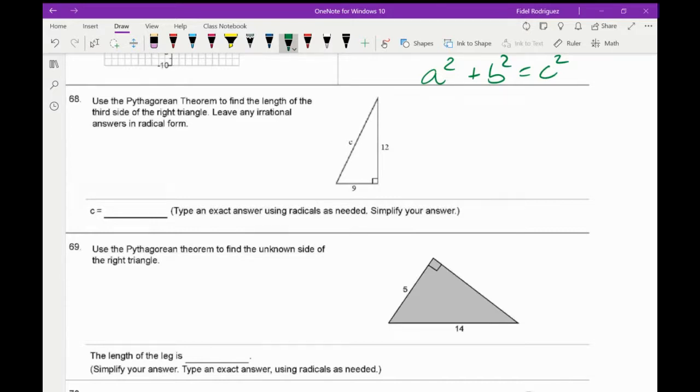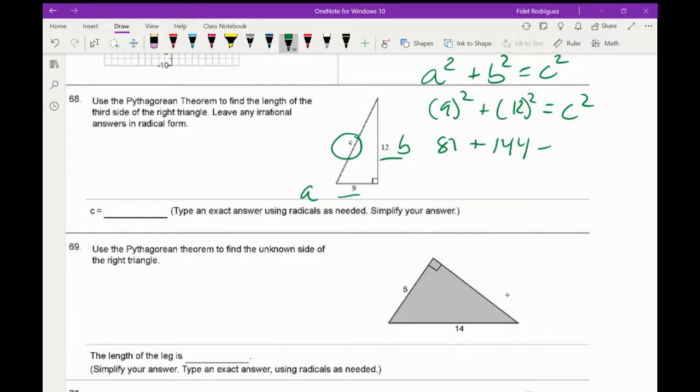The nice thing about this problem is that they've already told us this one here is c. Which one of these do you call a and b? It's not really important. I'm going to call this one a, this one b, but we could switch them around and we'd still end up with the same thing. So 9 squared plus 12 squared equals c squared. I'm just doing order of operations here. 9 squared is 81. 12 squared is 144 equals c squared.